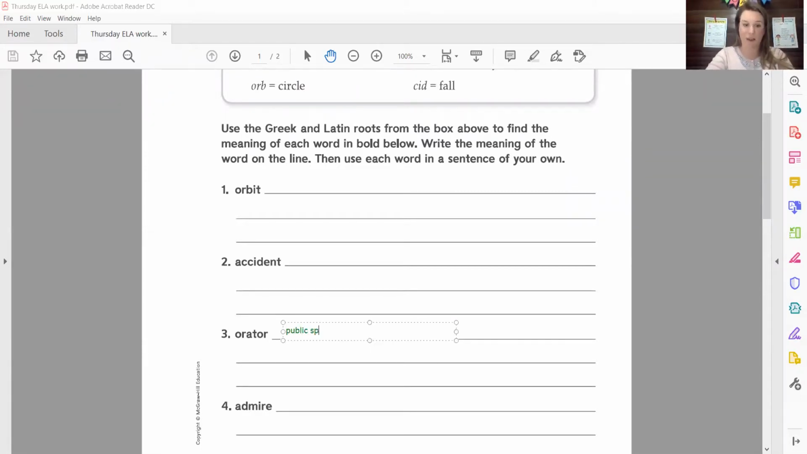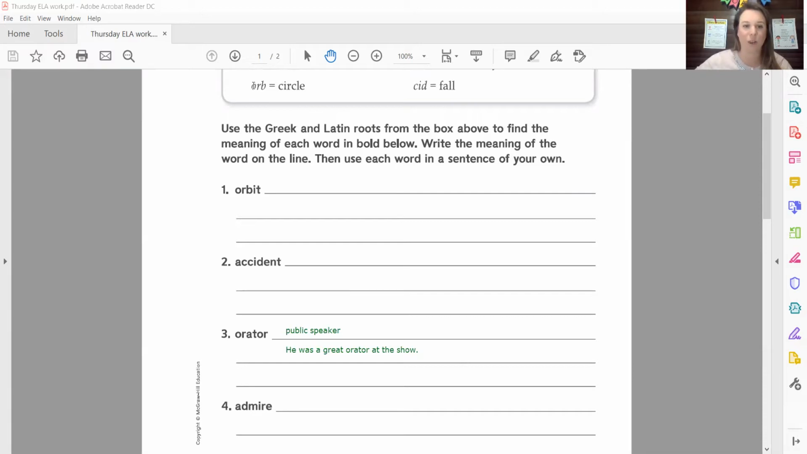Public speaker. Let me use that in a sentence. He was a great orator at the show. He was a great public speaker at the show. There we go.